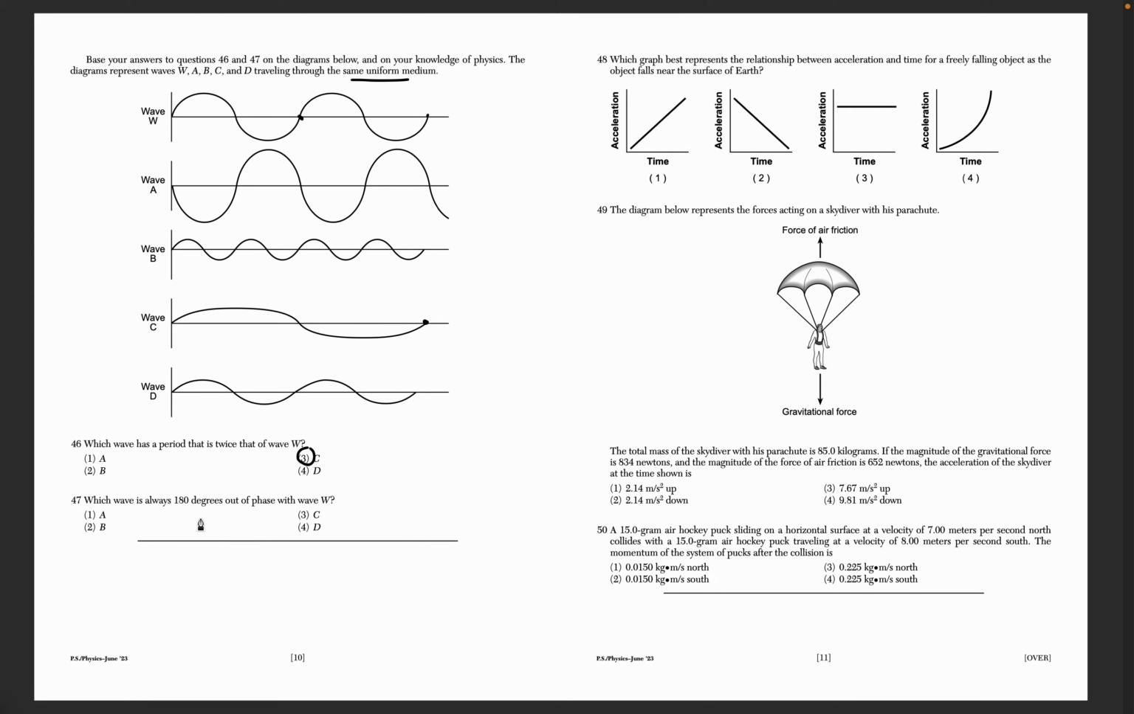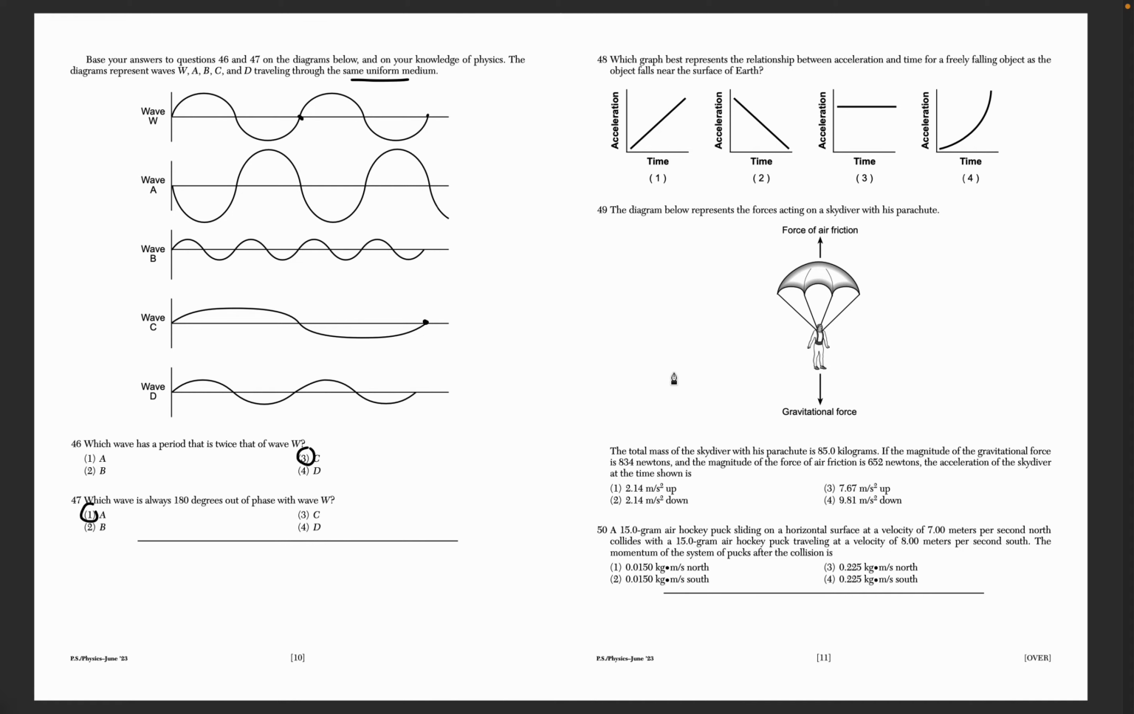Which wave is always 180 degrees out of phase with wave W? If it's 180 degrees out of phase, it's basically going in the opposite direction. A is going in the opposite direction, so it's 180 out of phase. So it's choice 1.